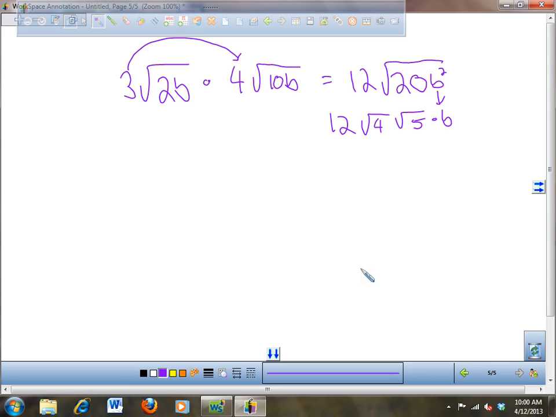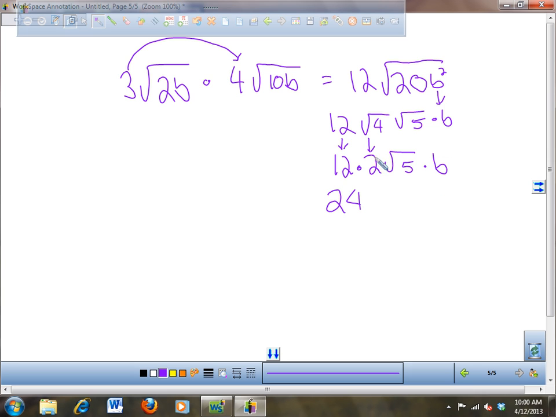b, right? And so now I have 12 times the square root of 4. What's the square root of 4? 2. 12 times 2, times the square root of 5 times b, because that's the square root of b squared. And then you don't want to write this b at the end, you want to write it at the beginning. You want to put all your things outside of the square root in front of the square root symbol. So I multiply 12 times 2, which is what?